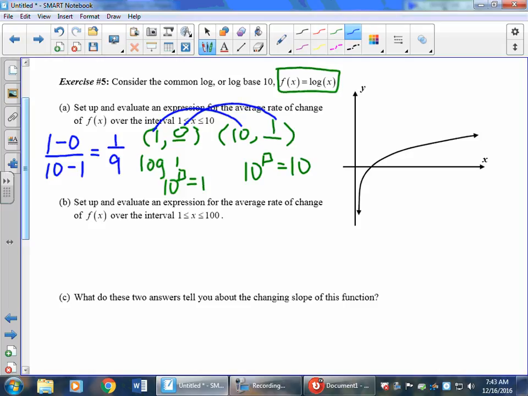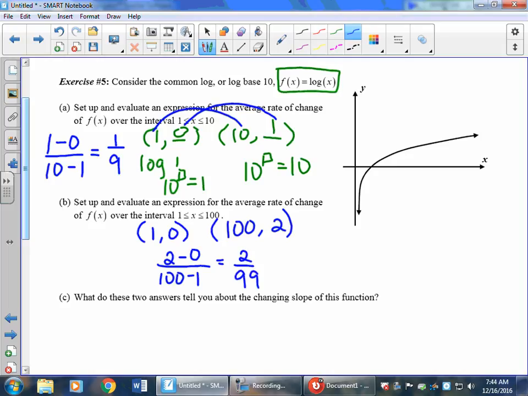Part B says set up and evaluate an expression for the average rate of change over the interval between 1 and 100. Well, the first point we still remember: that's 1 comma 0. And for 100, 10 to the what power gives me 100? The answer, of course, is 2. So let's do the average rate of change here. The change in y is 2 minus 0, over the change in x, which is 100 minus 1, which is 2 over 99.